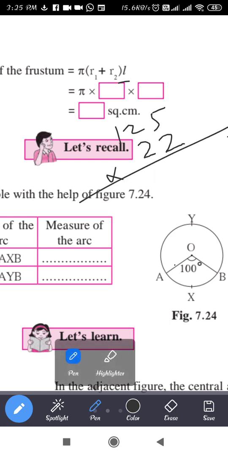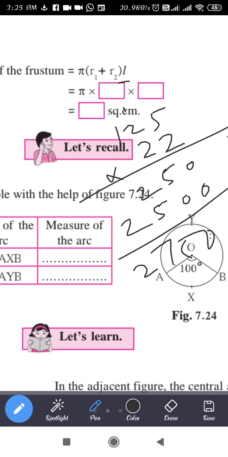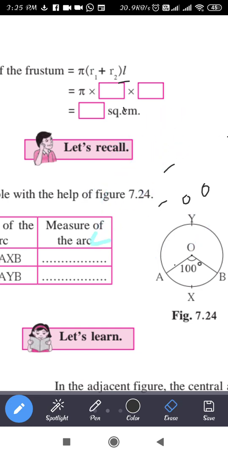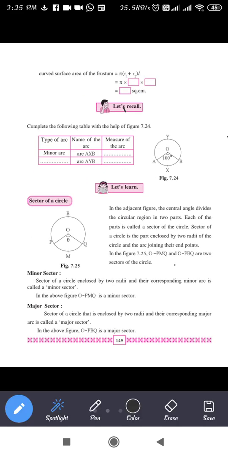5 2s are 10. So you will write 0, 1 carry, 2 2s are 4 plus 1, 5. 2 1s are 2. Now you will add it and get the value as 2750. Means 2750 square centimeter. Your final answer. So what will you write in these three boxes finally? Here you will write 35 and in the next box you will write 25, and in the final box will come your final answer, 2750 square centimeter. So here we have completed this practice set.